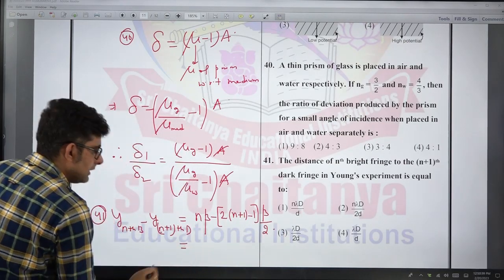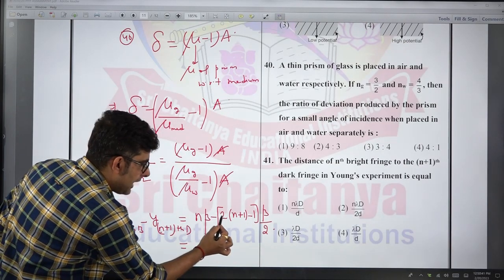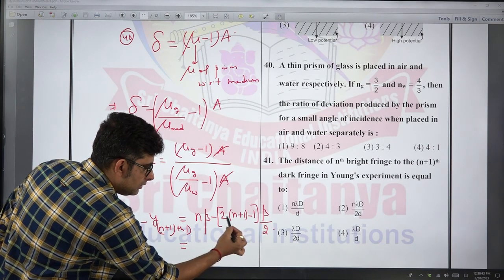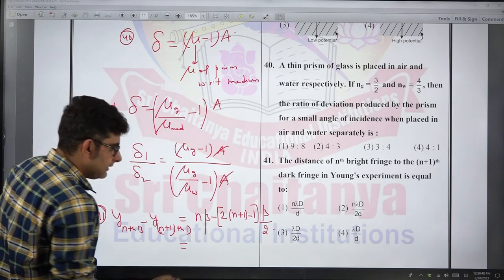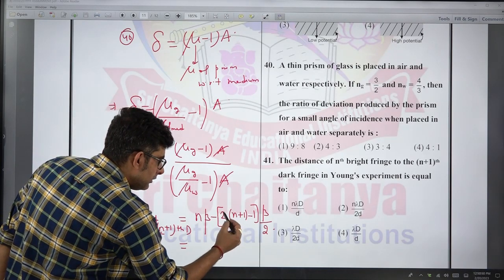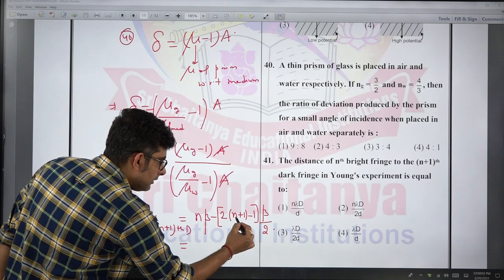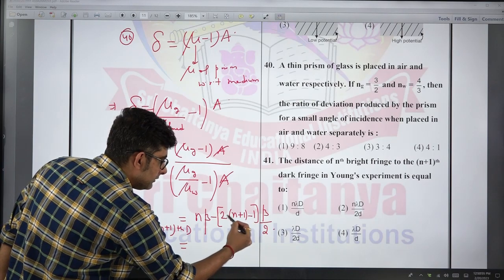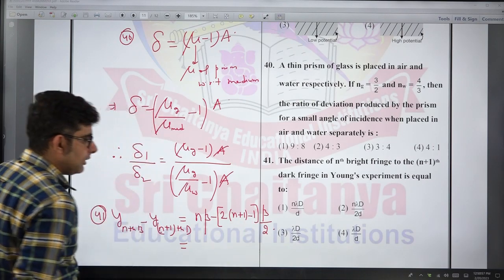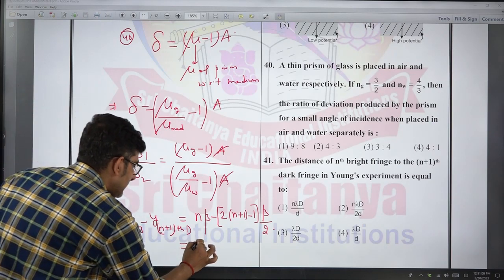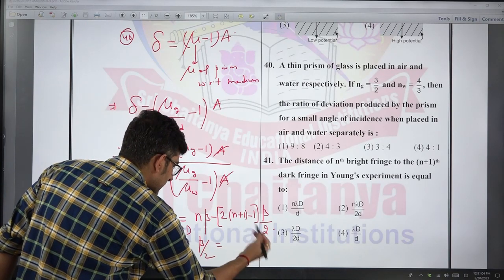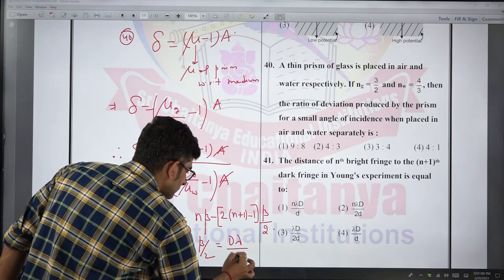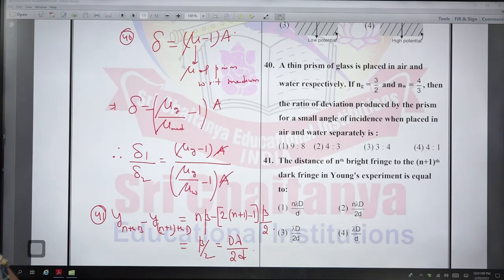So just see what will happen here. n beta minus 2n by 2 beta, the 2 cancels, n beta, n beta cancels. Then you have what? 2n minus, 2 minus 1 is how much? 1. So this gap will be how much? Beta by 2. And beta is what? D lambda by D, so D lambda by 2D. So this value should come.